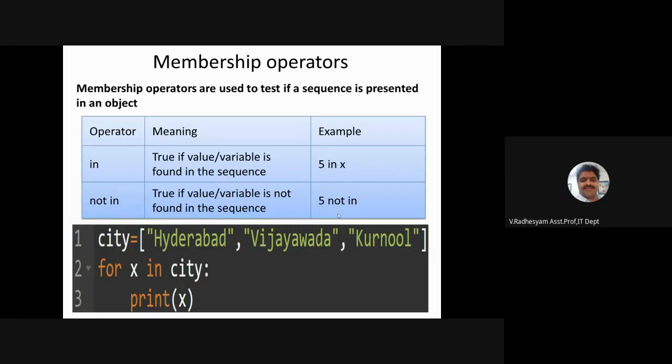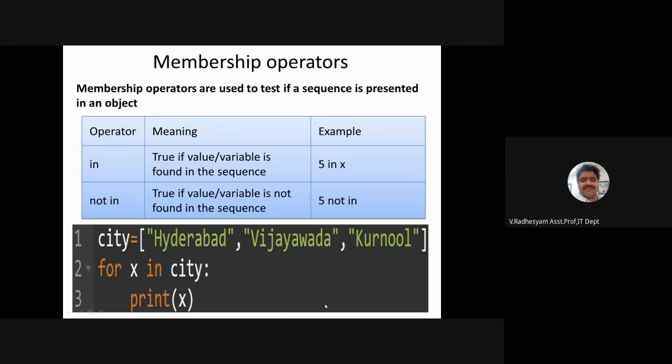Consider a list like this. City is equal to Hyderabad, Vijayawada, Kurnool. Now, for X in city: here, in is an operator, and city means the list. Print X. That means Hyderabad will be treated as X, Vijayawada will be treated as X, Kurnool will be treated as X, and all the values will be printed.